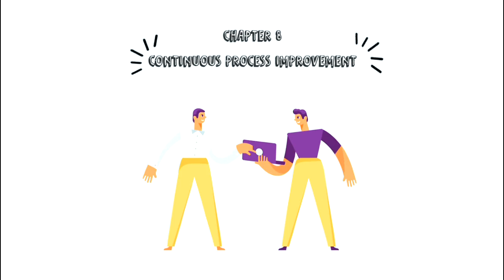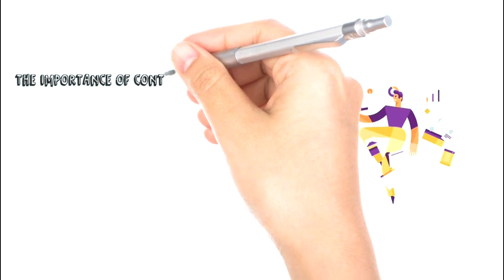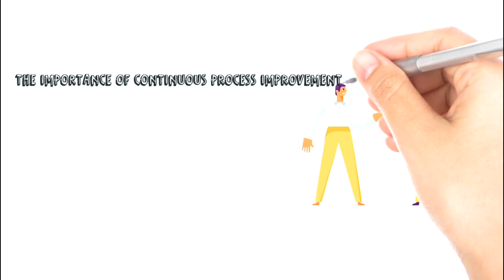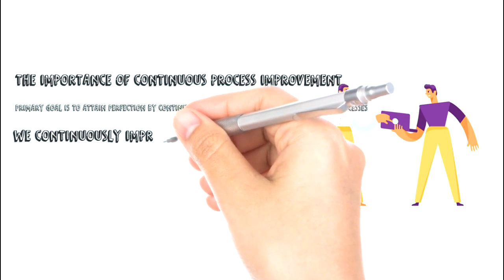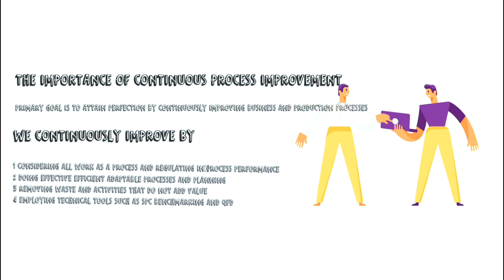Chapter 8, entitled Continuous Process Improvement. So what is the importance of continuous process improvement? The primary goal is to attain perfection by continuously improving business and production processes. So we continuously improve by the following. Number 1, considering all work as a process and regulating in-process performance. Number 2, doing effective, efficient, adaptable processes and planning. Number 3, removing waste and activities that do not add value. And number 4, employing technical tools such as SPC, benchmarking, and QFD.